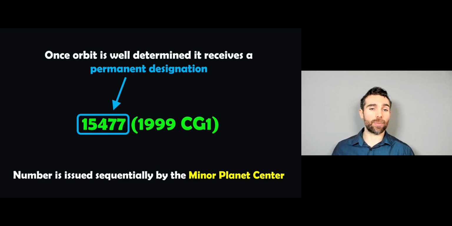Now, that's the provisional designation that they get. But once they have a well-defined orbit, so once lots of observations have been done, they may have quite a clear and understandable orbit that we can predict going forward. At that point, they will be given a permanent designation. So this is a number, and they are given sequentially by the Minor Planet Center. So when the next one is given a permanent designation, it takes the next number in the sequence. So they're given this permanent designation once we know more information about the orbit and it's very well defined.